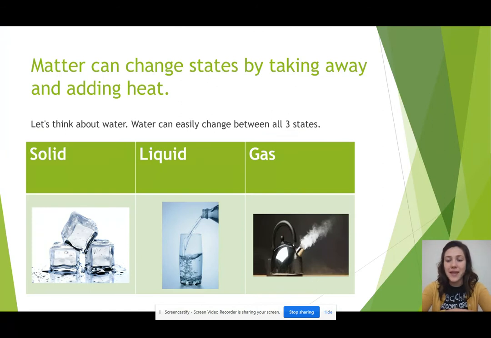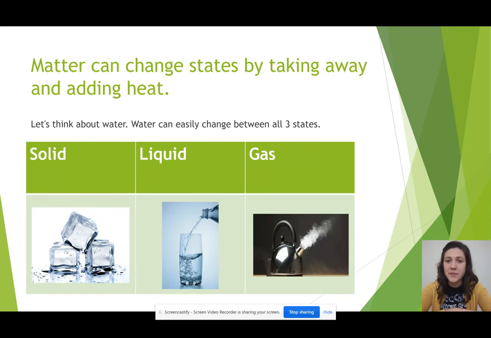Matter does not stay in one state. It can change states by taking away or adding heat. It's easiest to think about this when talking about water because water can easily change between all three states. Water in its solid form is ice. Once you start to add some heat, the ice is going to start to melt, turning it into a liquid. Continue to add more heat and it's going to become a gas, turning into water vapor.